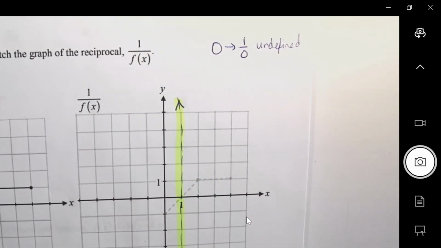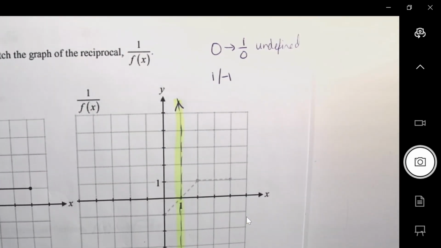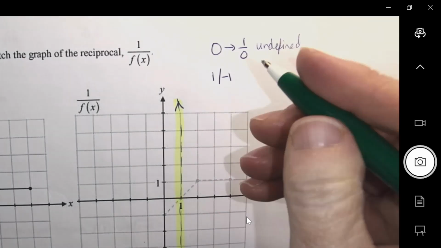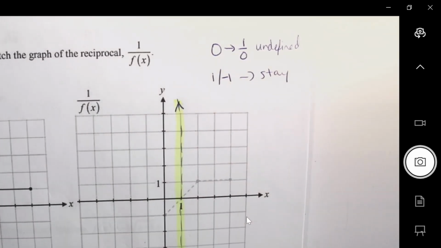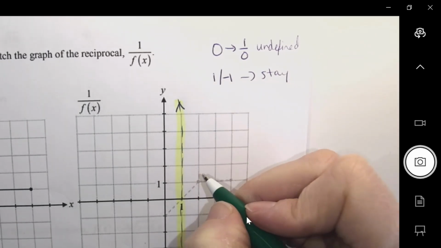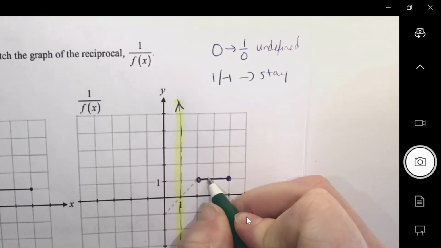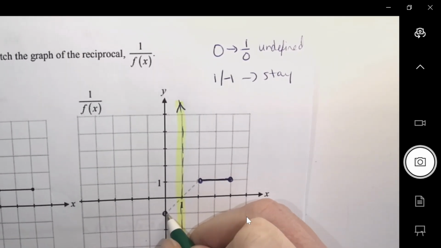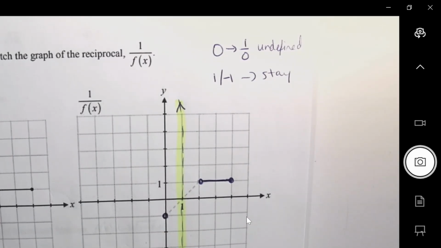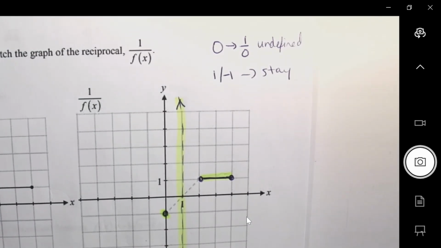Okay, so there's an asymptote there. Now the second big idea that we always talk about is what happens to the reciprocal of 1 and -1. It stays. It's an invariant because 1 over 1 doesn't move. So where do you see heights of 1? This would all just overlap, and this 1 point would stay. So this would stay. And then the rest of the graph gets filled in.